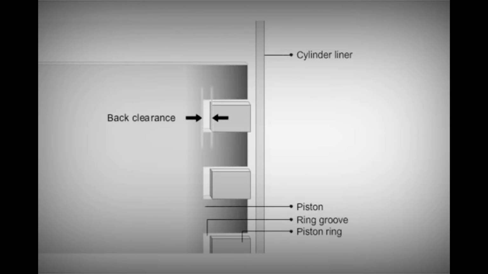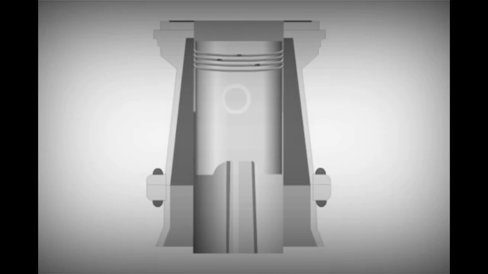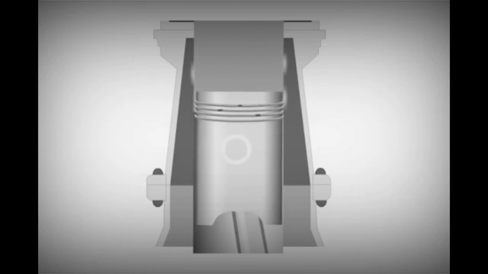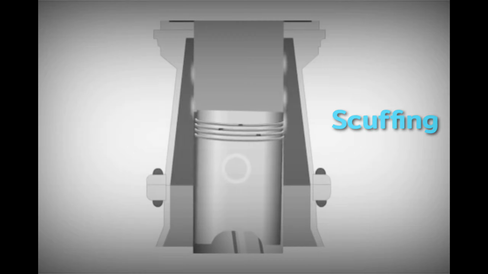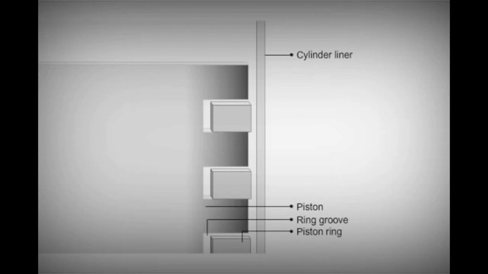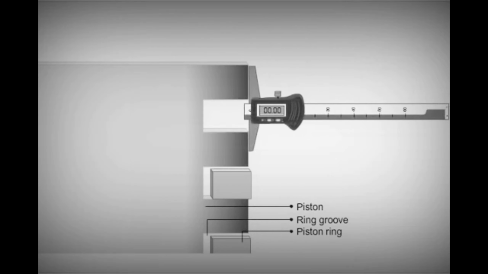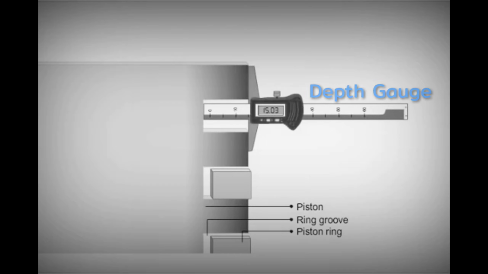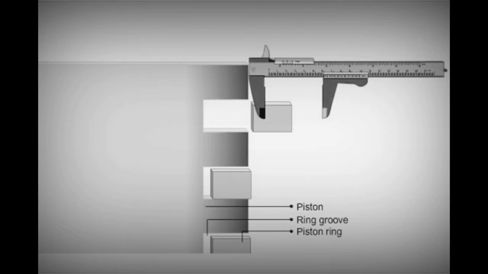Back clearance is the clearance from the inner diameter of the piston ring to the inside diameter of the groove. The thickness of the ring should be less than the groove depth, so that the outer ring face is inside the ring groove. If there is no back clearance, the rings take the side thrust. This results in high friction and possible piston seizure. To measure back clearance, measure the depth of the piston ring groove by means of a depth gauge. Use a vernier caliper to measure the thickness of the ring.